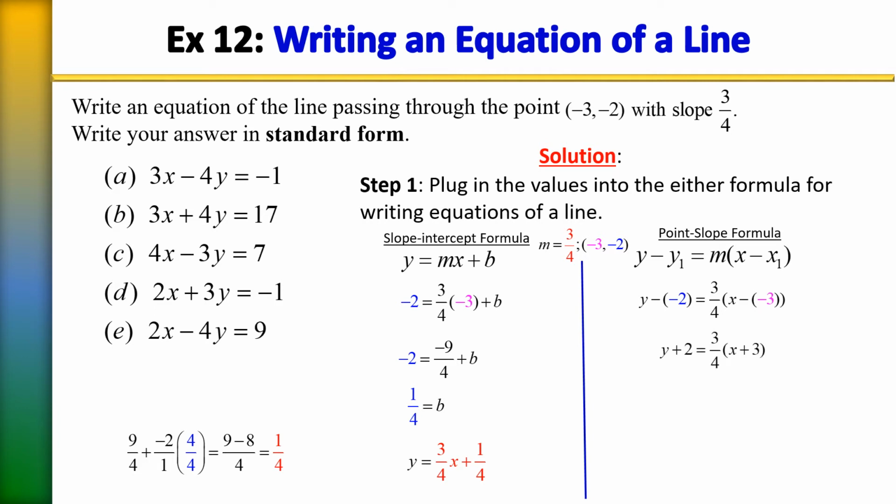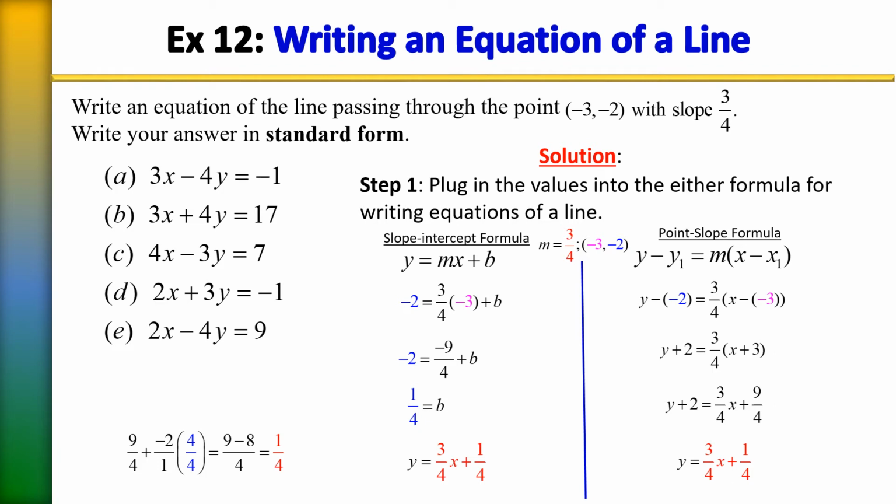On the right side, let's go ahead and use the distributive property. 3/4 times x is 3/4 x. 3/4 times 3 is 9/4. Last step to solving this, we want to solve for y. Subtract 2 from each side, and y equals 3/4 x plus 1/4, the same answer we got using the slope-intercept formula.